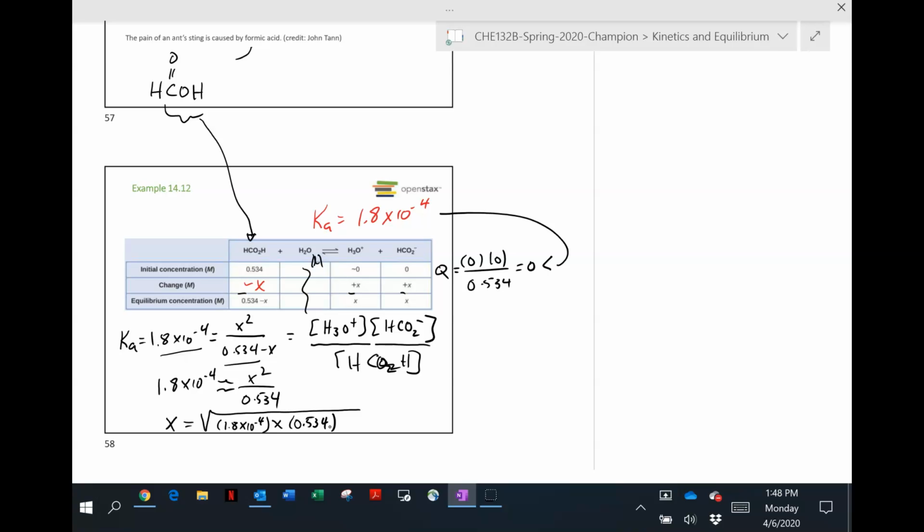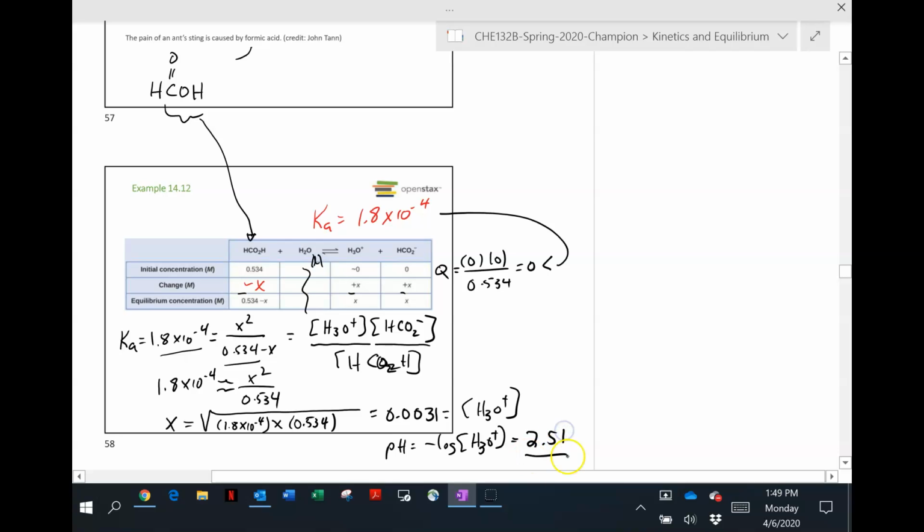1.8 EXP negative 4 times 0.534, square root. I get that x is 0.003 at this point. So I'll take one more sig fig, 0.0031. So our hydronium ion concentration is 0.0031. That would give us a pH. It's negative log of that hydronium ion concentration. So that comes out to be a pH of 2.51, so pretty acidic. If you get the formic acid in your bloodstream there.